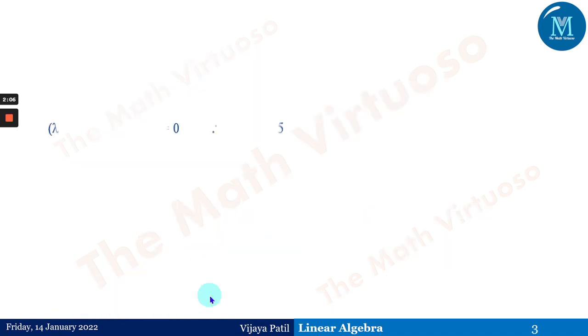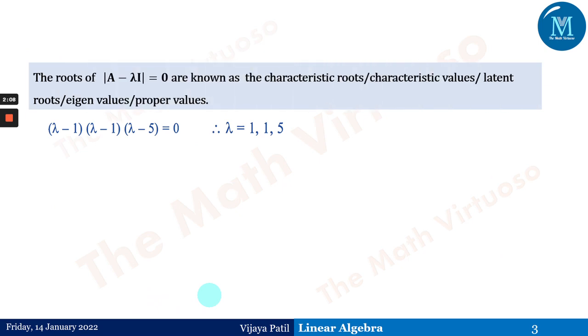Now moving ahead, suppose we are trying to find the roots of this characteristic equation. We are going to get the roots as 1, 1, 5. The roots of the determinant of A minus lambda times I equals 0 are known as characteristic roots, characteristic values, latent roots, eigenvalues and proper values.